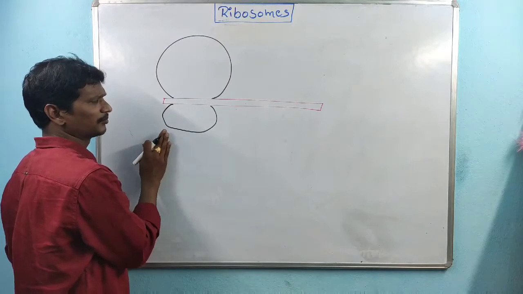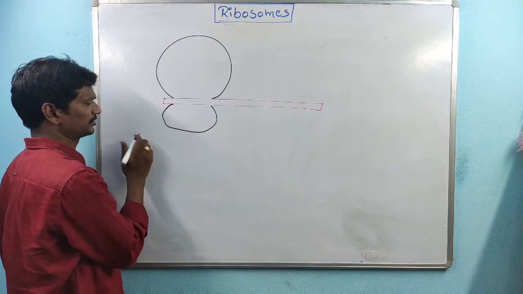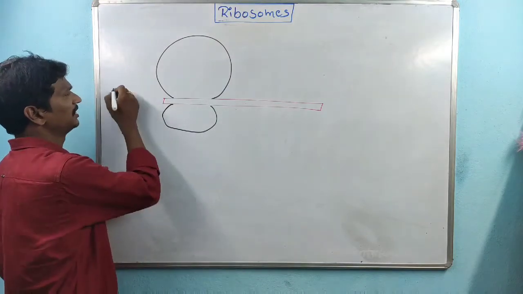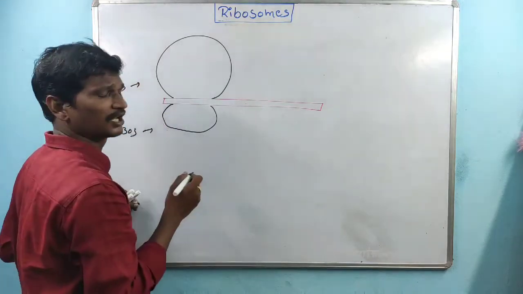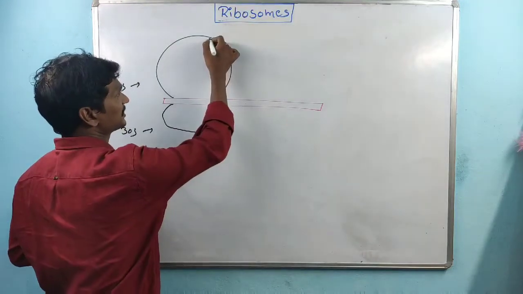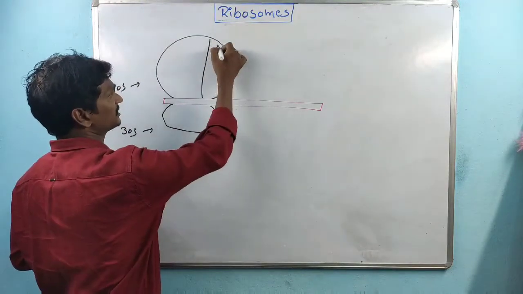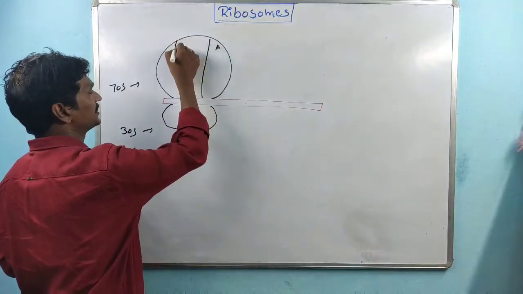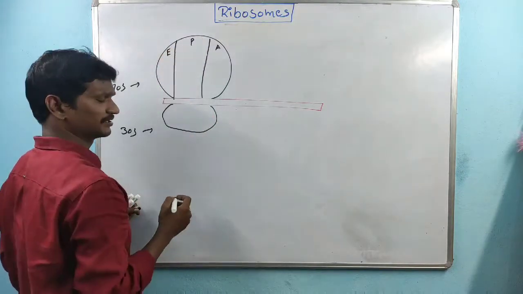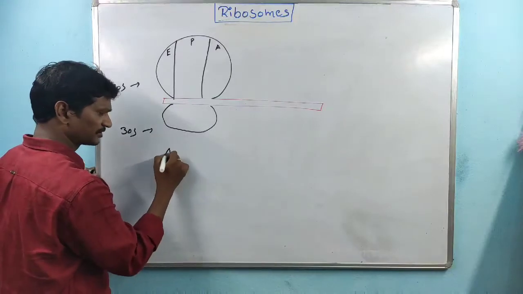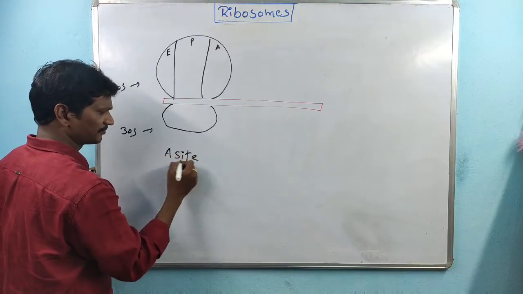Imagine this is the prokaryotic protein synthesis process. This is the 30S subunit and this is the 70S subunit. Within that large subunit, especially, three sites are there. One is called the A site, one is called the P site, and one is called the E site. I mentioned three sites here. The first site is called the A site.